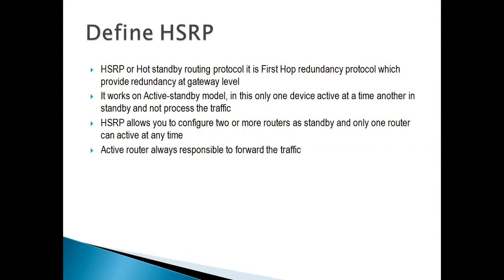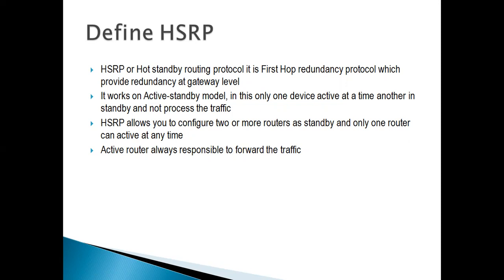The first point is HSRP, or Hot Standby Routing Protocol. It is a first hop redundancy protocol, which provides redundancy at the gateway level. Gateway means that for the local subnet there is a gateway configured, and the gateway will always be an L3 device, it can be a router or a switch. At that level, it provides redundancy for the local subnet.